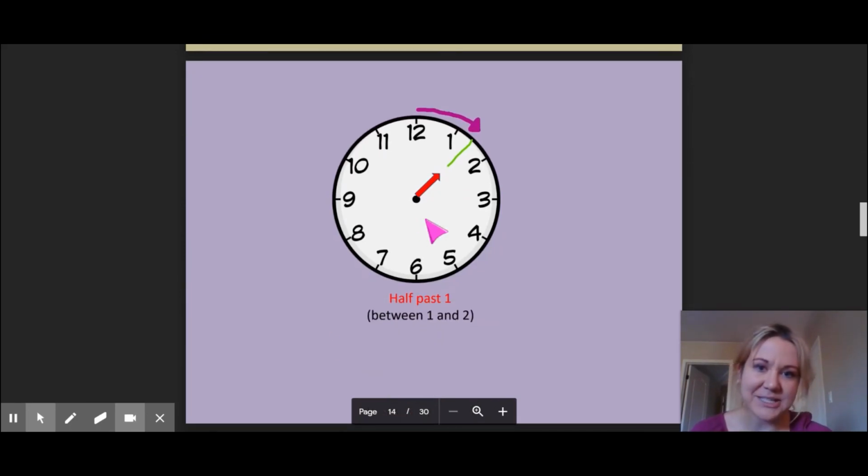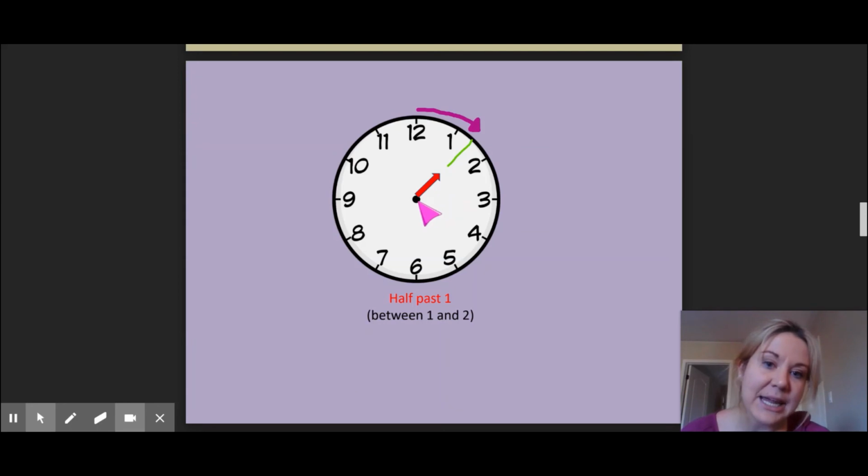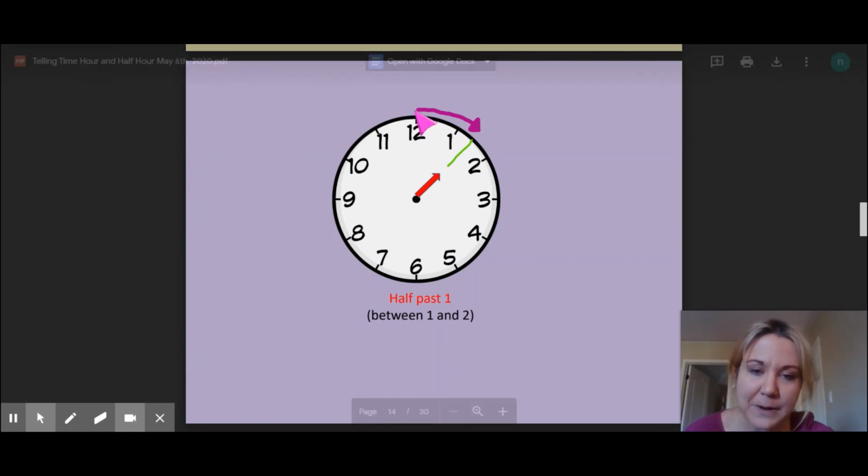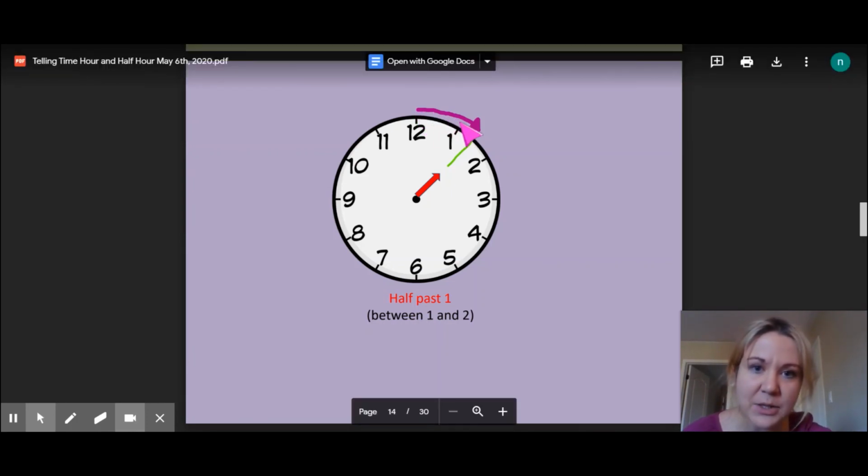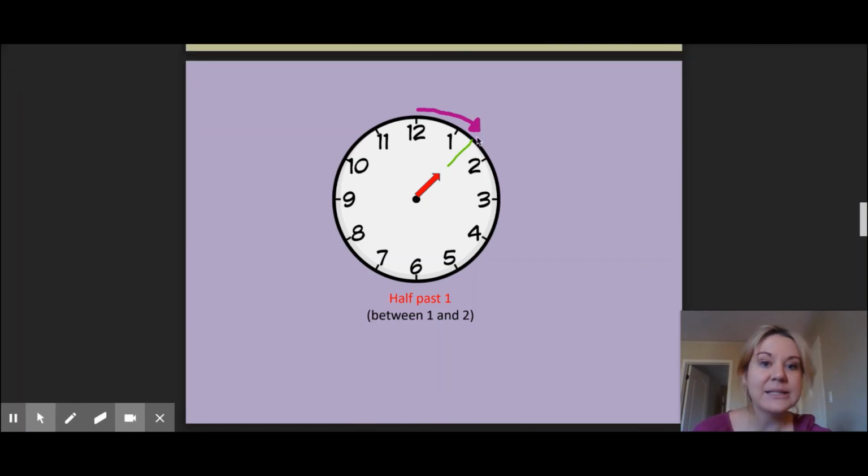Let's see if you can do this one too. The hour hand is pointing halfway between which two numbers? That's right, the 1 and the 2. Good. It's pointing halfway between the 1 and the 2. Because it's halfway between two numbers, we know it's half past. Now, if we follow the arrow, it's made it to the 1 and a little bit past, stop. It hasn't got to the 2 yet, so it's 1:30.